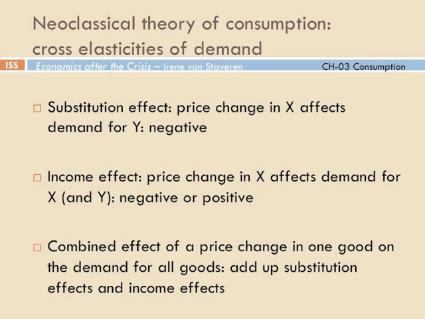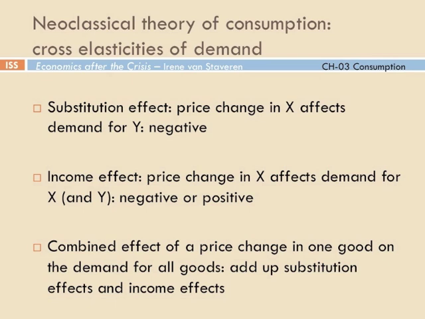Next to the price elasticity of demand, there is also the cross elasticity of demand. Because normally you don't spend all your money on just one good, but you buy more goods. The substitution effect indicates that when the price of one good goes up, you probably buy less. Not just that good, but also of other goods, because you have less money available then.